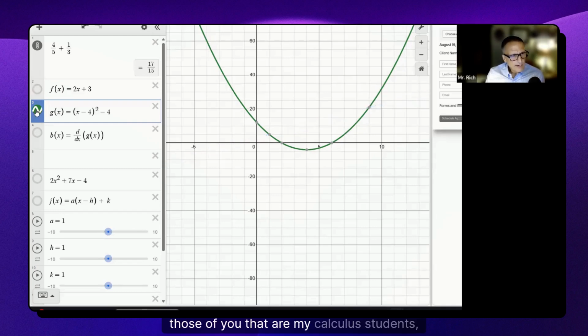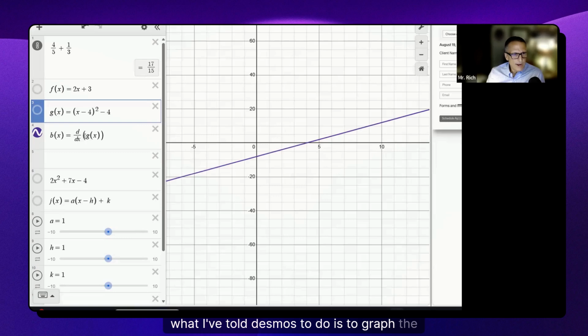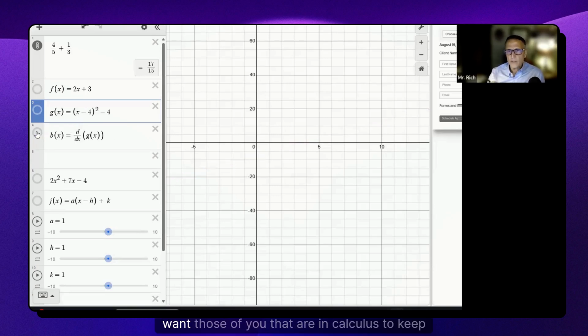Now, those of you that are my calculus students, it will graph derivatives. Most of you that are in calculus haven't gotten yet to the derivatives unit, so this may not make a whole lot of sense to you. But if I have a function and I want to graph its derivative and I turn this on, what I've told Desmos to do is to graph the derivative of my g of x function. And it turns out that this straight line is the derivative function for g of x. So I just want those of you that are in calculus to keep in mind that you definitely can use this with calculus. It does have calculus features.